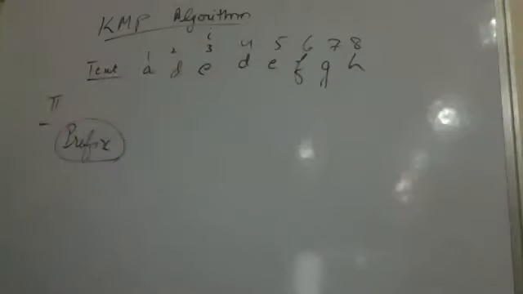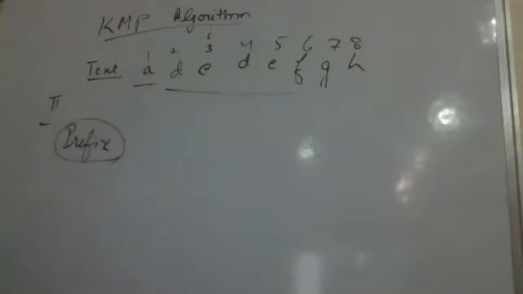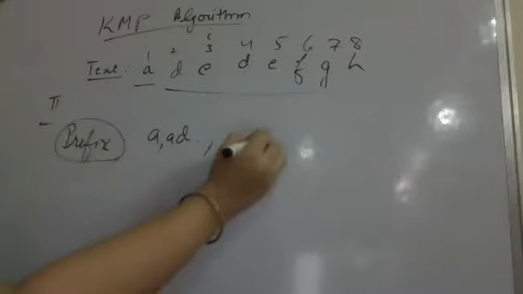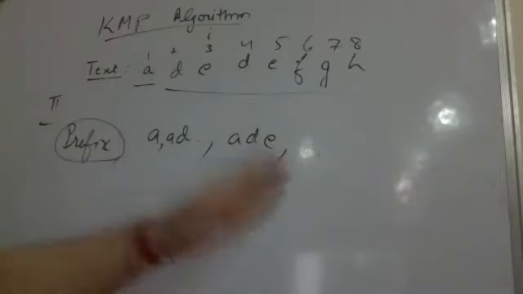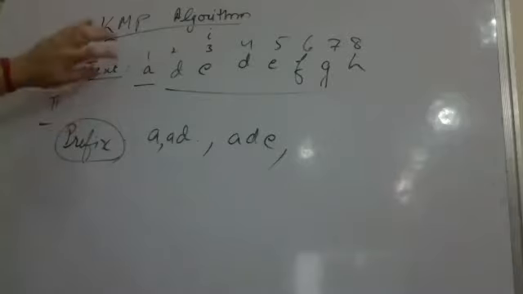What do I mean by prefix? Now A is a prefix to the rest of the pattern, is it not? A is a possible prefix. AD is a possible prefix. ADE is again a possible prefix, and so on. So supposedly I have a pattern. Within the pattern, I try to find the pi table, not within the text.